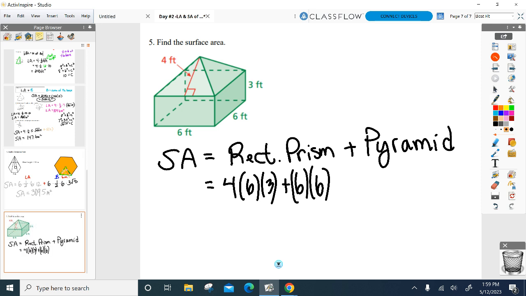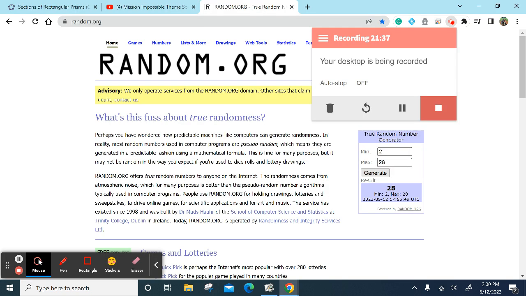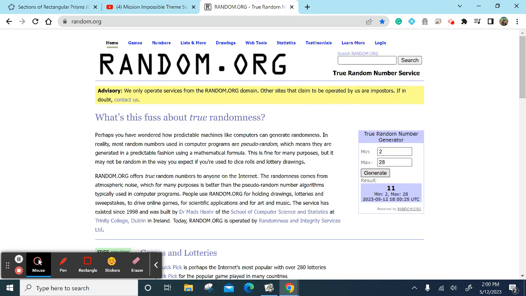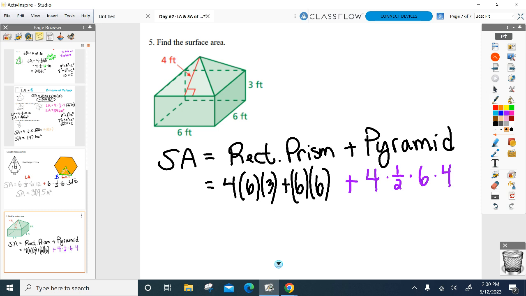Now we go to the pyramid. I noticed the base is covered up, so really the only thing you're doing is lateral area here. Right? 4 triangles. All the triangles have a base of 6 and a slant height of 4. So there's my work for the pyramid and the rectangular prism, for a total area of, let's finish this on a good note, 156. There you go. Square feet.